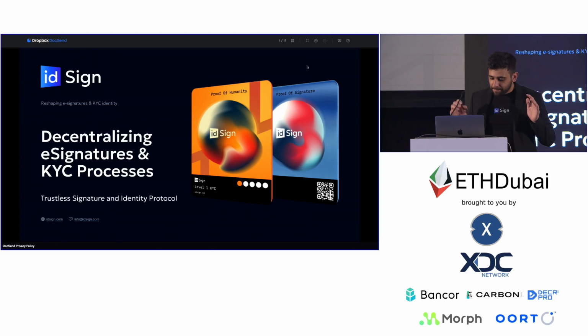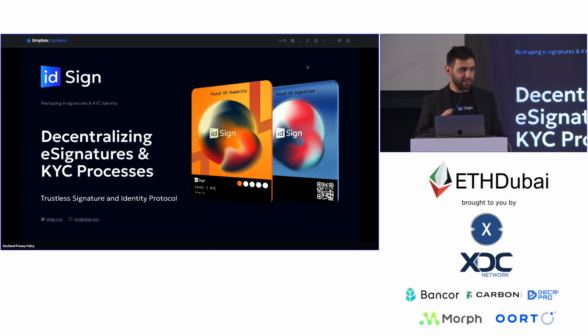So let me start from the beginning. So IDSign is a decentralized signature protocol. Like this is good. There is a microphone. Okay, this.